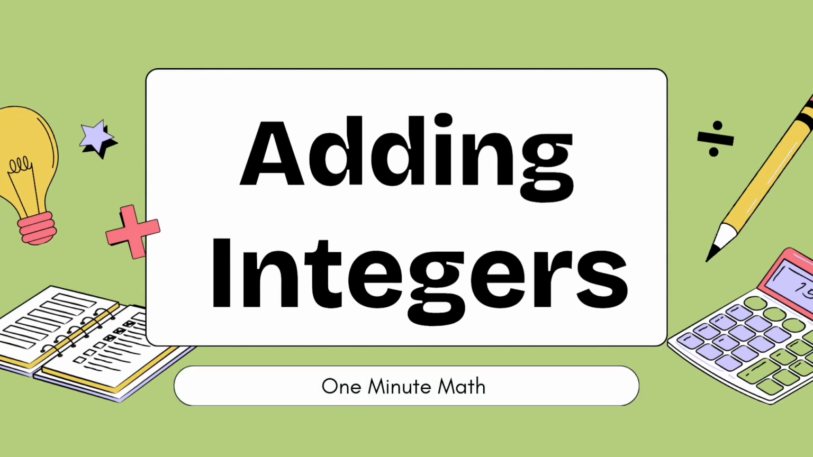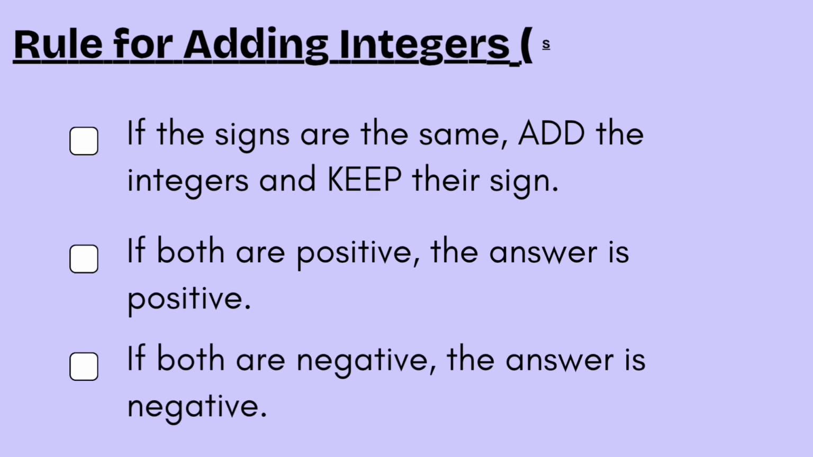Today we're talking about adding integers. Here are the rules for adding integers with the same signs. If the signs are the same, all you have to do is add the integers and keep their sign. So if they're both positive, the answer is positive. If they're both negative, the answer is negative.